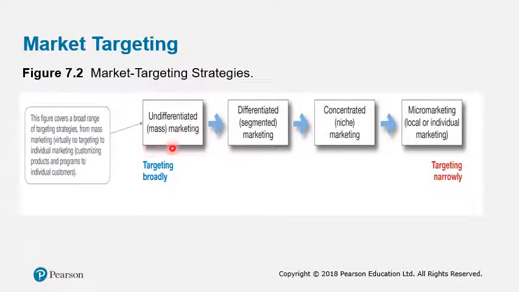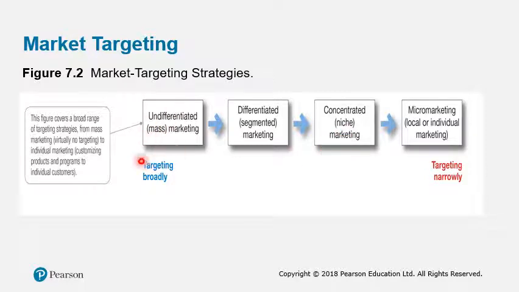Perhaps they first started with undifferentiated, then they moved on to a differentiated segmented market, or later on they wanted to concentrate on a certain market and later do micro marketing. But there are also companies that right away choose the market targeting strategy. Perhaps they just want to stick with undifferentiated, they can do that. Or they start the business and right away concentrate the marketing by using a niche.